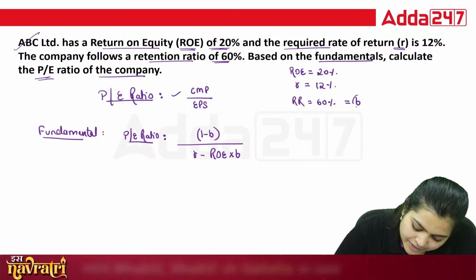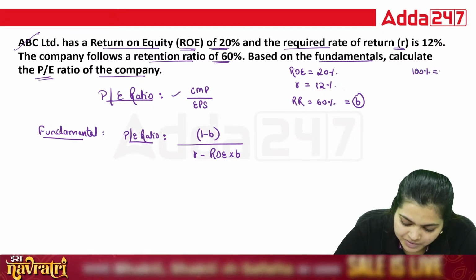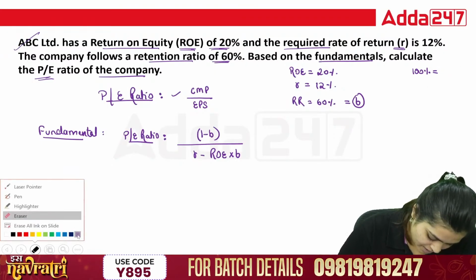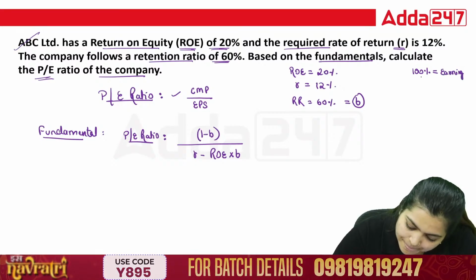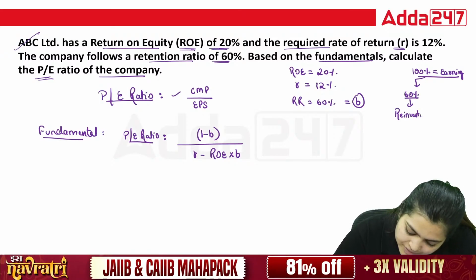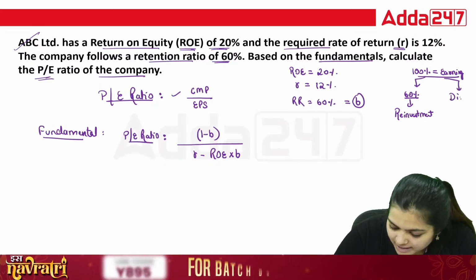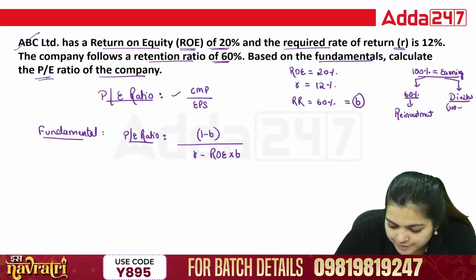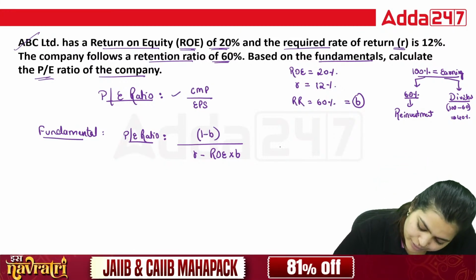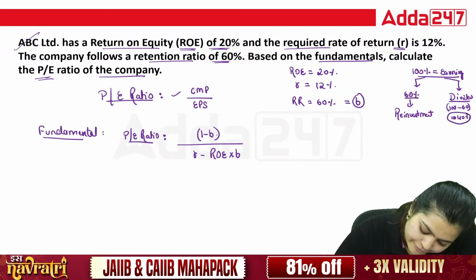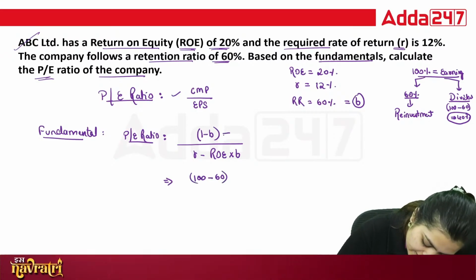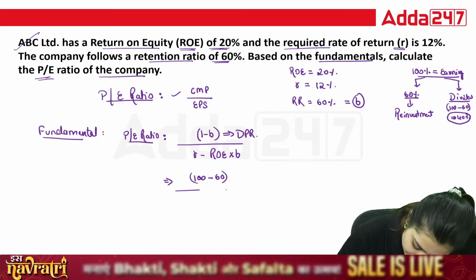Now, if your total earning is equal to 100%, this is your total earning. Out of this, if you are giving 60% as your reinvestment, what is the amount you are distributing as your dividend? How will you calculate? 100 minus 60 means 40% you are distributing here. Correct? So in the numerator we take 100 minus 60, so this will give you the dividend payout ratio, divided by R.